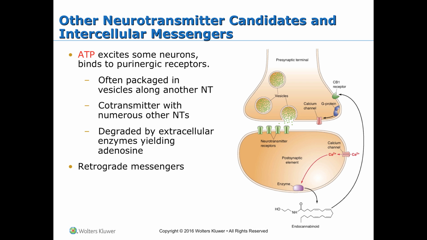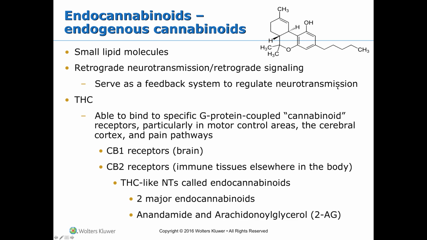And as we also talk about these other non-classical neurotransmitters, we see examples of them being retrograde messengers, such as the endocannabinoids and nitric oxide. They act in a reverse fashion by being released from the postsynaptic cell and actually affecting the presynaptic cell. Endogenous cannabinoids, also known as endocannabinoids, are small lipid molecules. What happens specifically with these molecules is that they engage in retrograde neurotransmission, where they serve as feedback to regulate neurotransmission in a presynaptic cell.